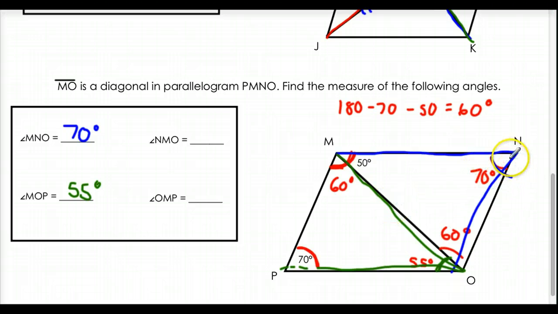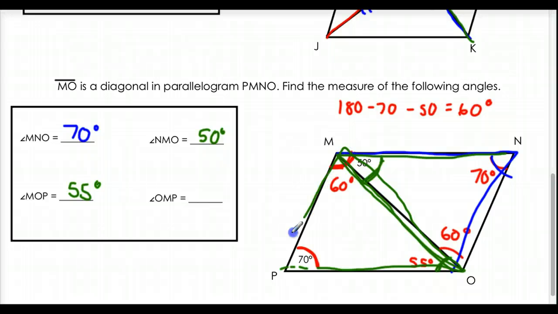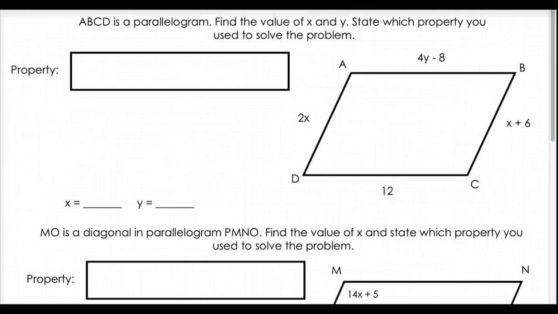NMO. Oh, this is getting messy. NMO, that's this angle right here. NMO, that's 50 degrees. And finally, our last one, OMP. OMP, that's from here. And M is our vertex, so that would be 60 degrees. A little messy, but I think you got it.